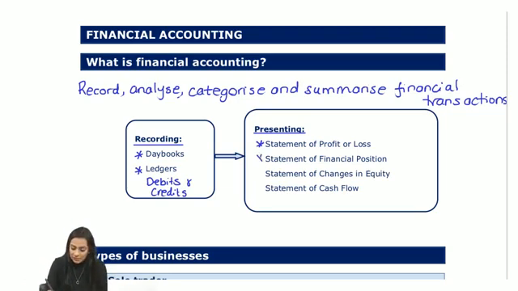We have the statement of financial position, which shows the assets, the liabilities, and the capital of a company. We have the statement of changes in equity, which shows if the company has sold shares, if they've paid any dividends. And finally, we show the statements of cash flow, which shows how the company has generated cash and where the cash has been spent.